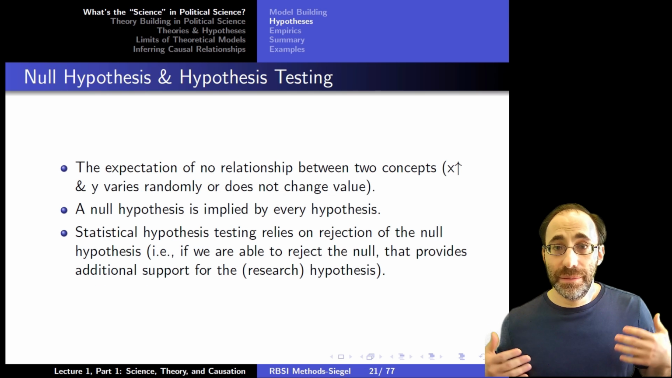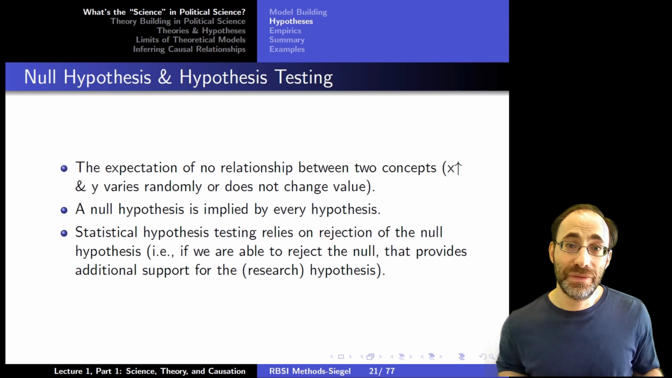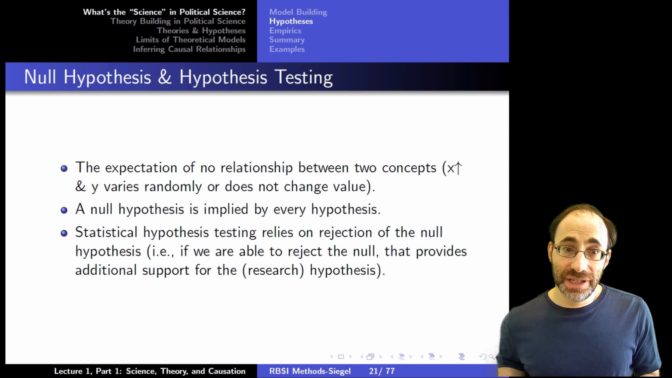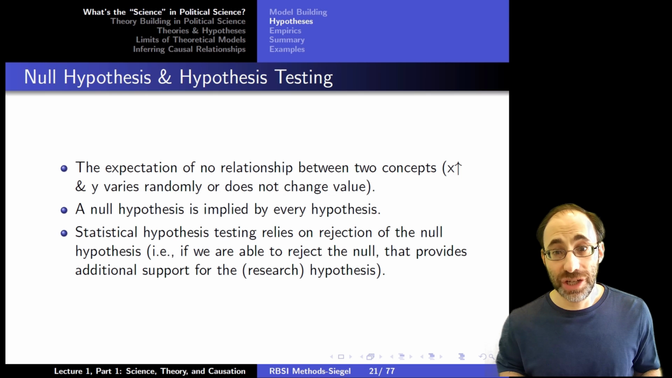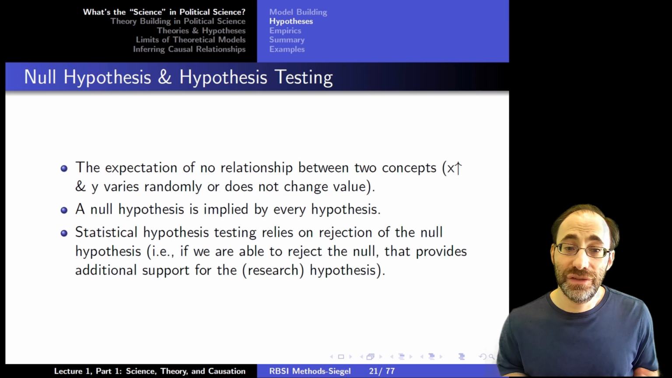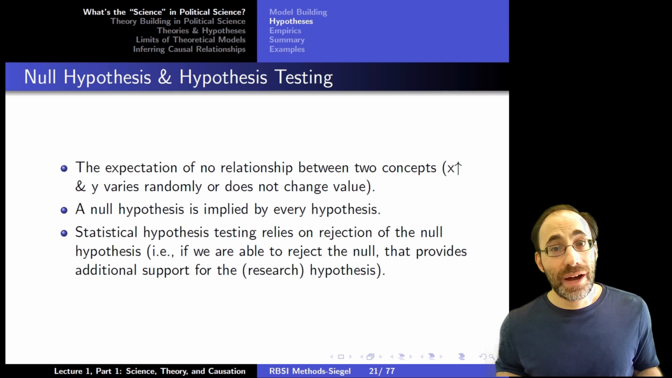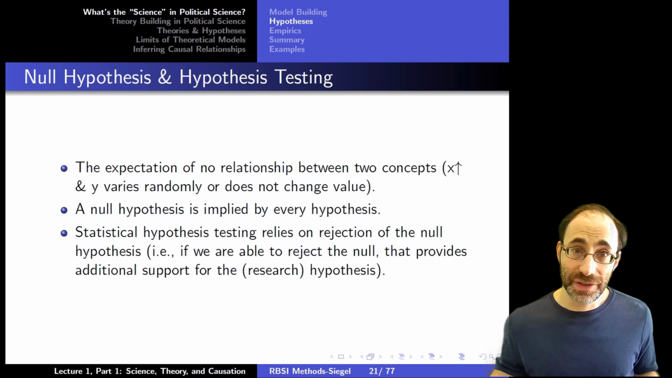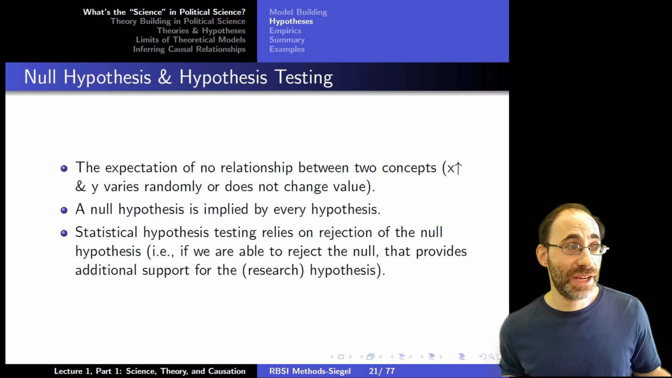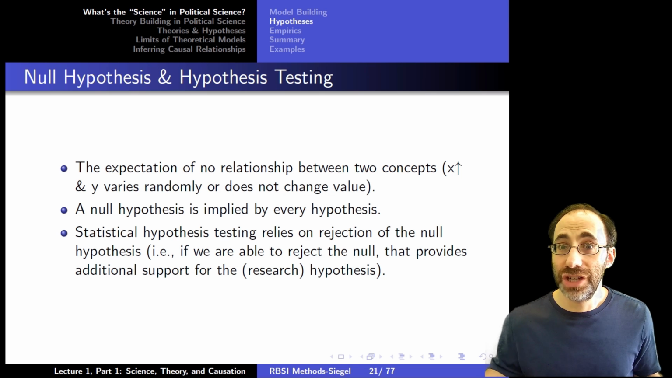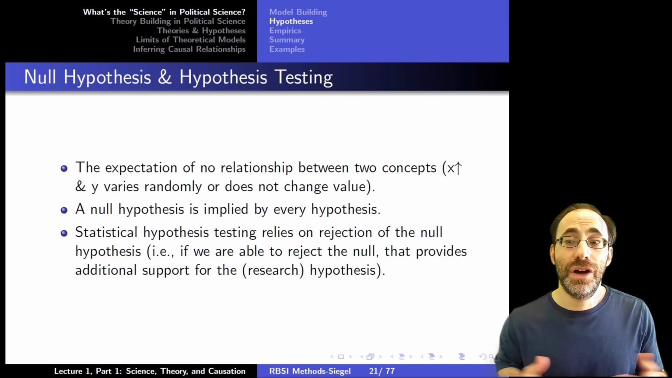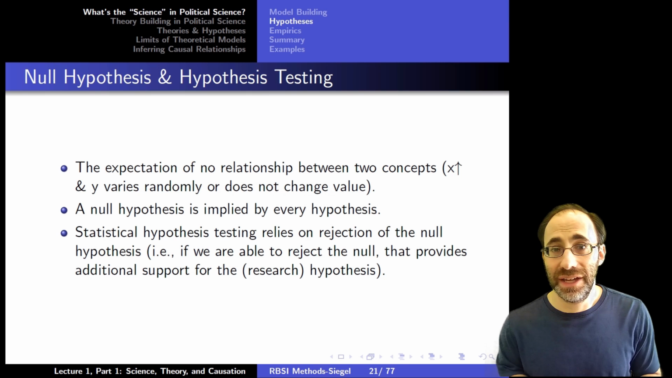All that said, in most of the social sciences, we're going to focus on a particular type of hypothesis testing, which involves the null hypothesis. The null hypothesis is the hypothesis or the expectation of no relationship between the two concepts. So x and y here are varying randomly or do not change in value. So a change in x does not lead to any expected change in y. That's a null hypothesis. A null hypothesis is implied by every research hypothesis. Every time I say a change in x leads to a change in y, as part of my research hypothesis, I imply a null hypothesis, which is that x and y don't vary together at all.